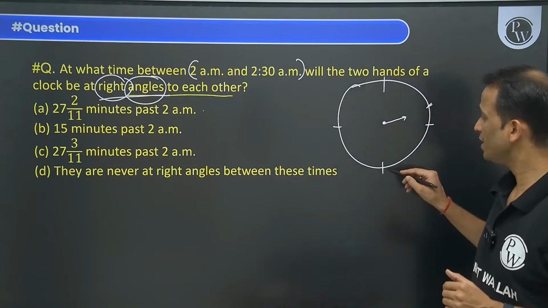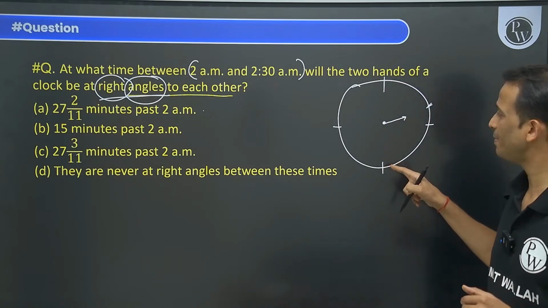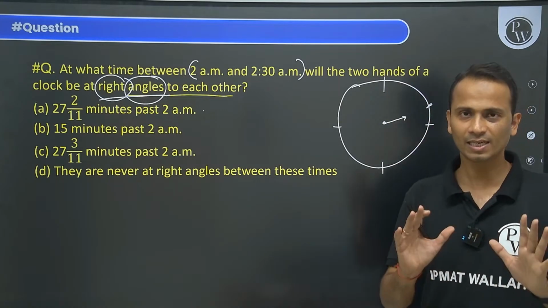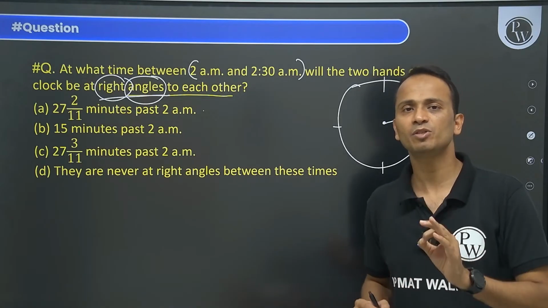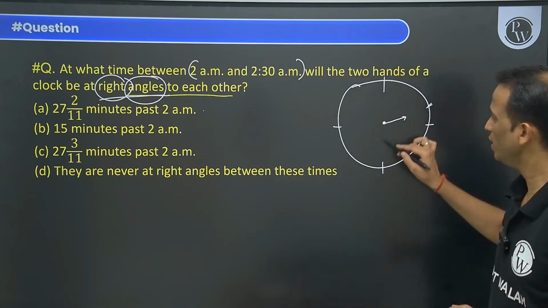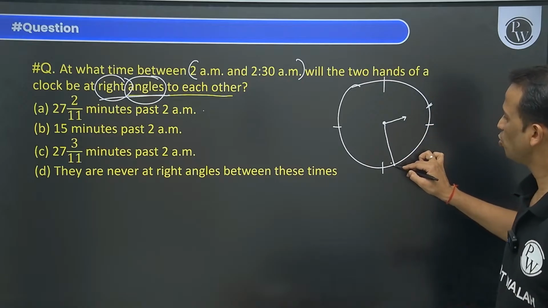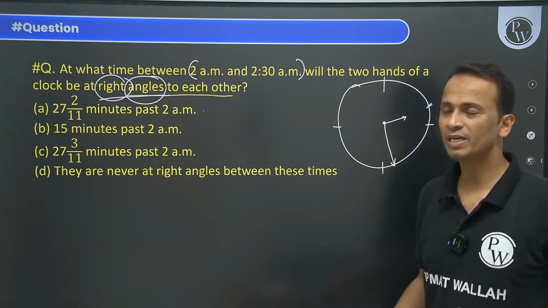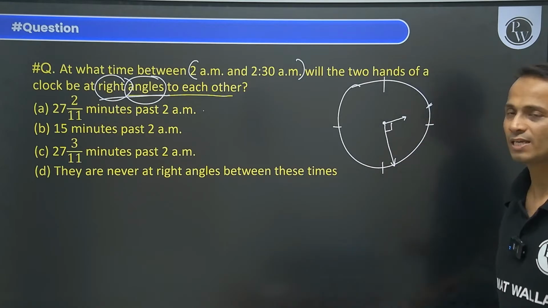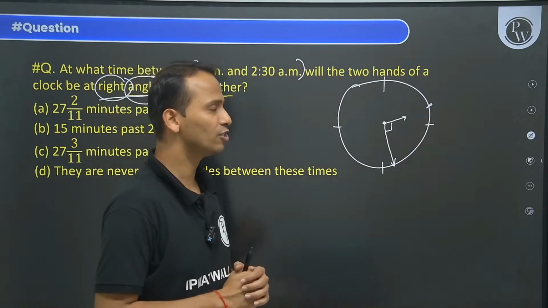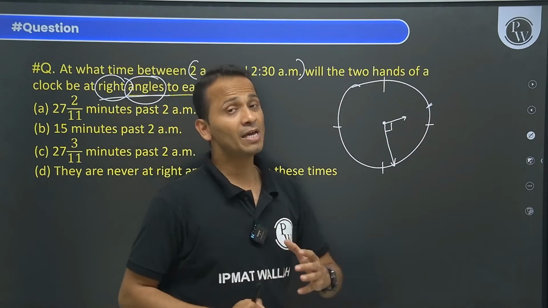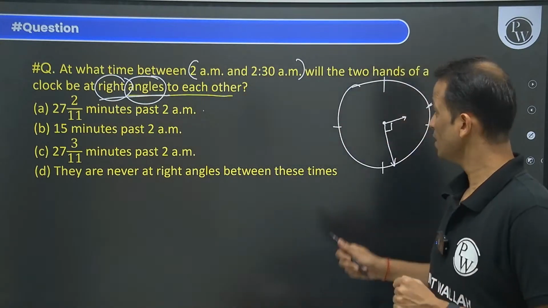So that means the minute hand should be before 6. Is that clear? The minute hand should be before 6, such that the angle between the hour hand and minute hand will be 90 degrees. So the rough position of the minute hand will be something like this, and this angle is 90 degrees between these two hands of the clock. Okay? Now which formula will apply here?